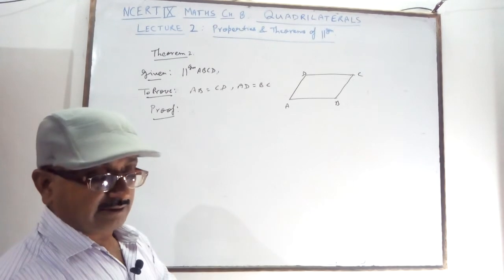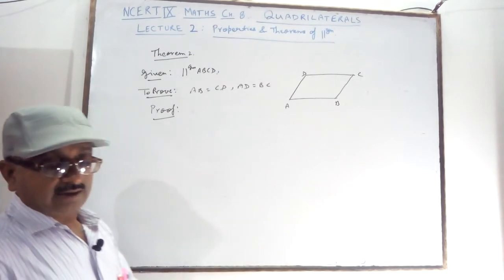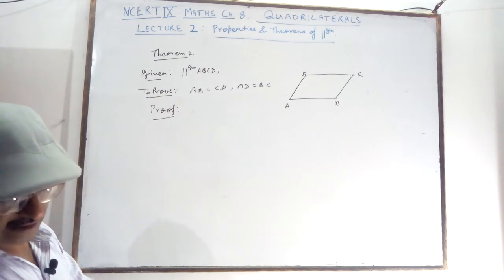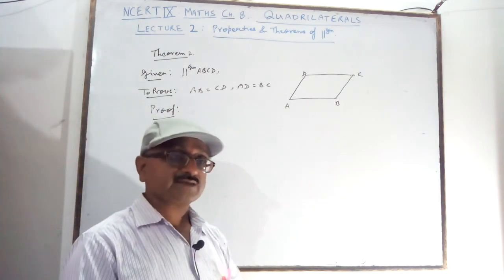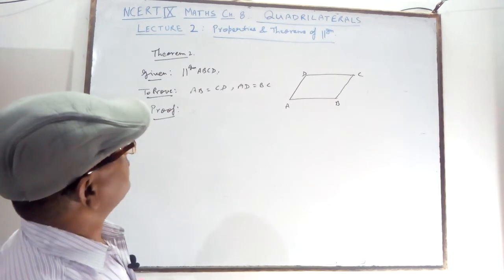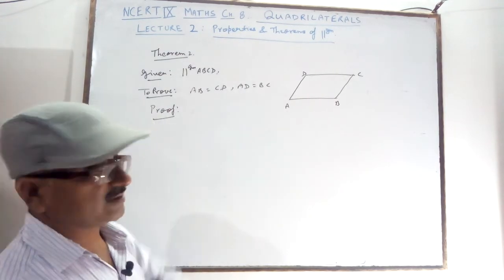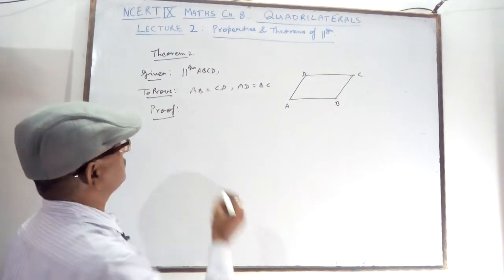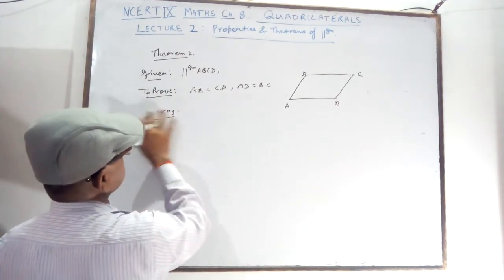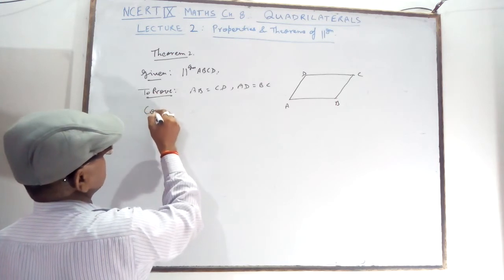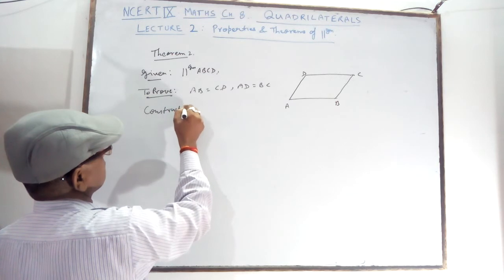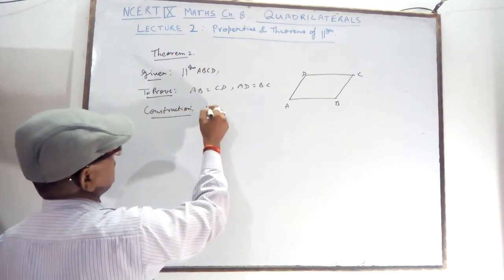Here, corresponding parts of the congruent triangles, the diagonal divides the parallelogram into congruent triangles. First of all you will prove they are congruent, like the previous one. Join AC. Construction will be here. This heading will not be there otherwise. What will you write? Construction. Construction is an optional heading. Join AC.